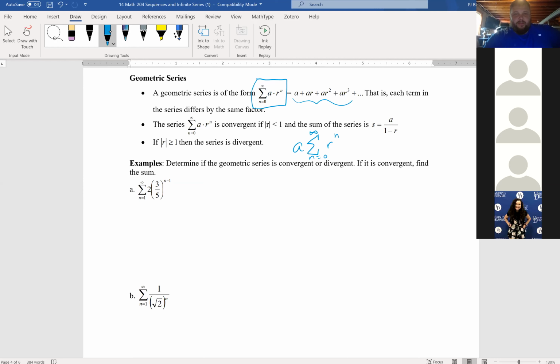Another thing I want to note is, notice this one starts at 0, but I believe currently all of the problems here start at 1. So we could also start at 1. You could really start at any value, but we're going to just focus on 0 and 1. And the reason I bring that up is this next bullet point. It says the series starting at 0 is convergent if the absolute value of r is less than 1, and the sum of the series then is equal to this guy.